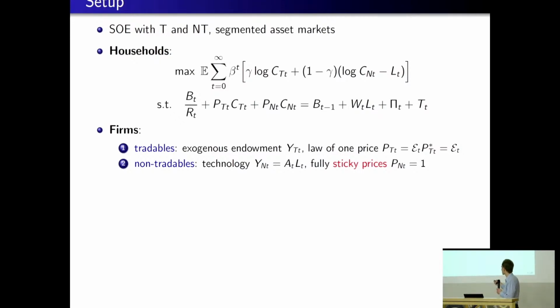In the non-tradable sector, output is endogenous, so it depends on labor. And again, to simplify, I will go to the extreme. I'm going to assume that prices are fully sticky in local currency. You don't really need this; you can replace it with a Calvo friction, but to keep things simple, let's assume that prices are fully sticky. So far nothing really new. It's a stripped down version of Galí and Monacelli or any other model in this literature.